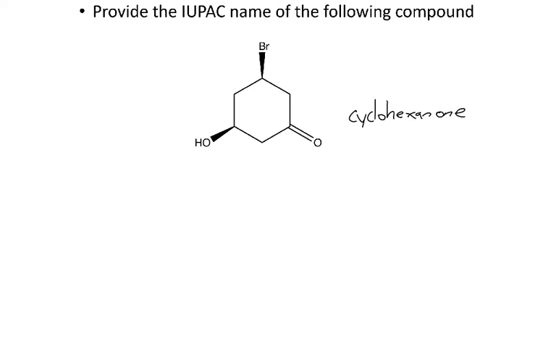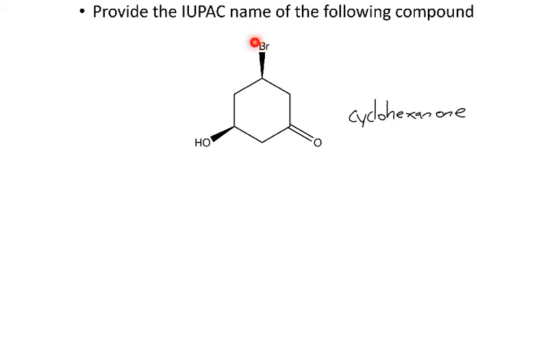Now it has the highest priority, so for the numbering, this has to be number 1. Now I can go 1, 2, 3, 4, 5. I can go 1, 2, 3, 4, 5. So either way I number it, it's going to be the same. And we don't get any special priorities after the ketone. So even though the alcohol is higher priority than the bromine, it doesn't matter. And so now I have a tie. Either way I go, I'll get the same numbers. Neither one gets any special priority. So then next we would go to alphabetization.